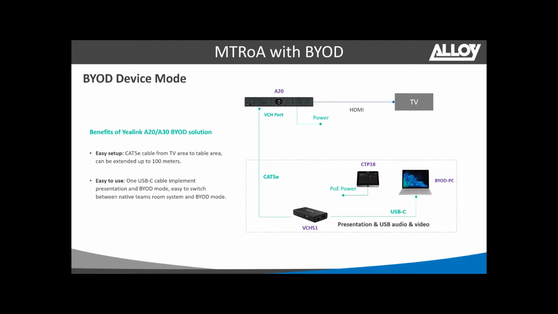Again, if we are using additional wired mics on the A20 or the A30, then we'd have a PoE switch sitting at the back there connecting those mics and the A20 together. So what we would do in that case is just connect the VCH51 sharing box into that PoE switch.